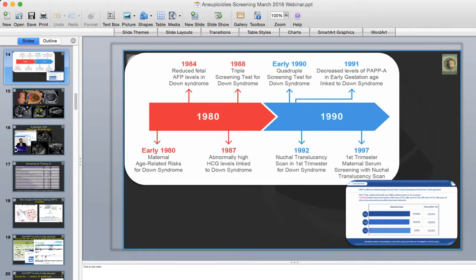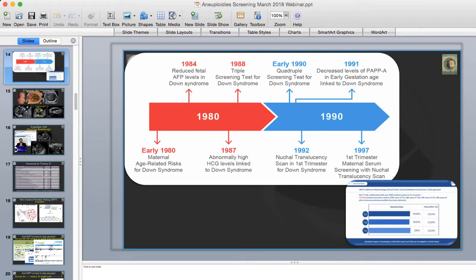By 1991, it was realized that even in early gestation you can have a marker, and this was PAP-A. And by 1992, Kypros Nicolaides had shown us that a nuchal translucency scan in the first trimester of Down syndrome could be done, and that nuchal edema could be identified, and that this could be used as a good marker for Down syndrome at a much earlier stage.